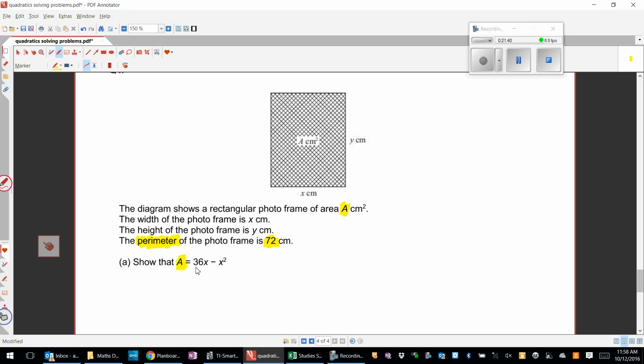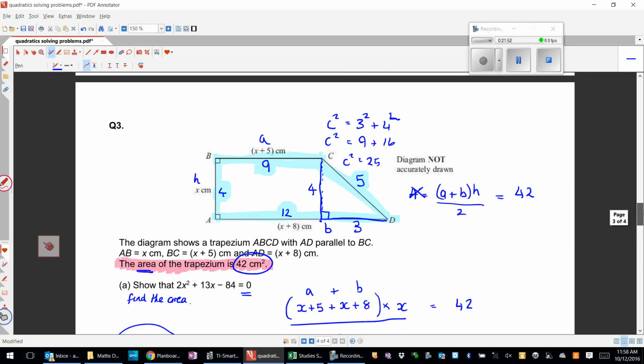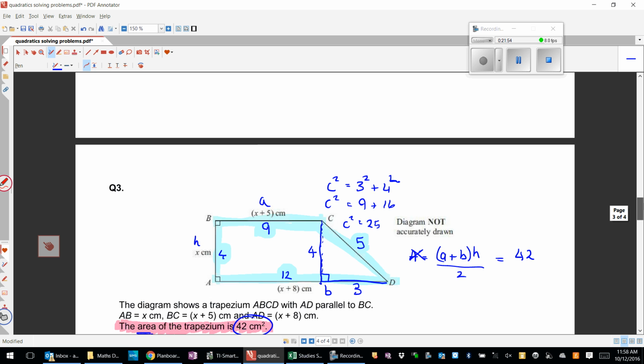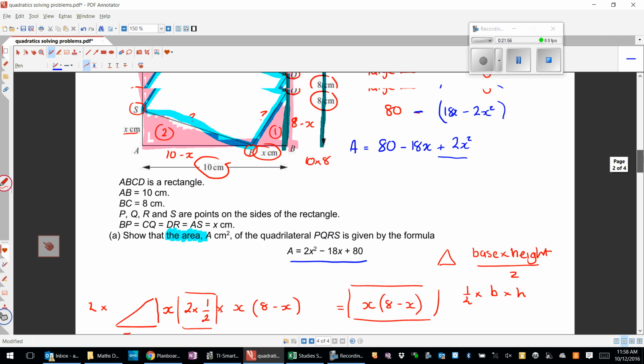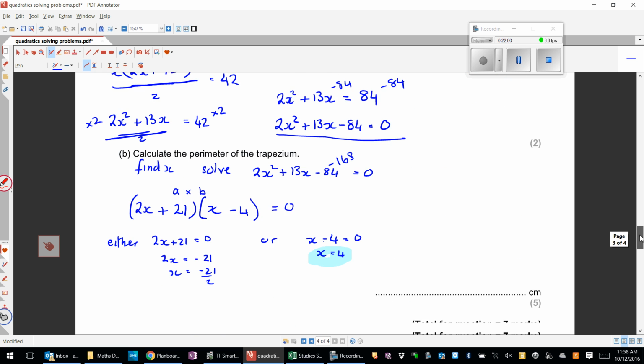Now what's different about this one is that we've got x's and y's, where in the other two it was all x's, wasn't it? X plus 5, x plus 8. Up here it was x, and you have to work out 10 minus x. So this one messes things up by having a y.